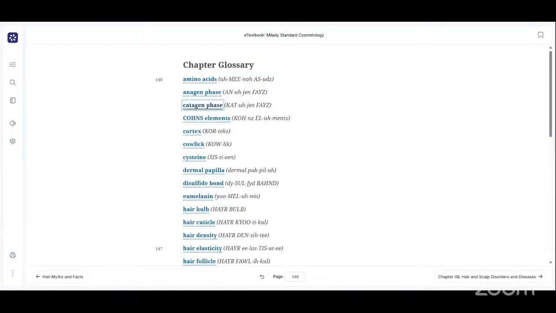This morning we're going to do a chapter glossary review, so a term review, and then we'll move into chapter 8. Like I stated before, you have to figure out a good way to study your terms. So these are the terms here.